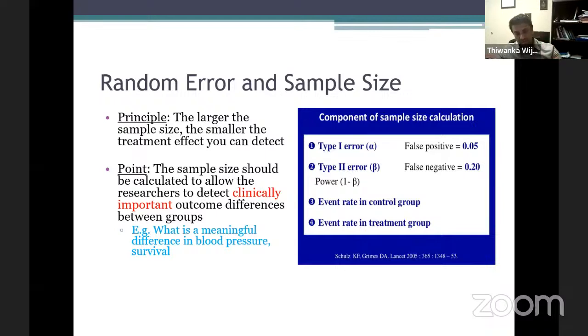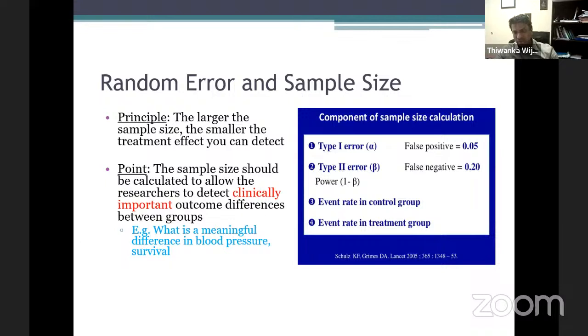If you know the event rates of A versus B and the alpha and beta, these are the 4 components that are needed to calculate a sample size. And again, this clinically meaningful difference comes here as well. We need to be able to decide that if this new intervention is only going to change mortality by 1%, we are not interested. It doesn't actually work. It's not worthwhile, all the money and the effort spent on this new intervention.